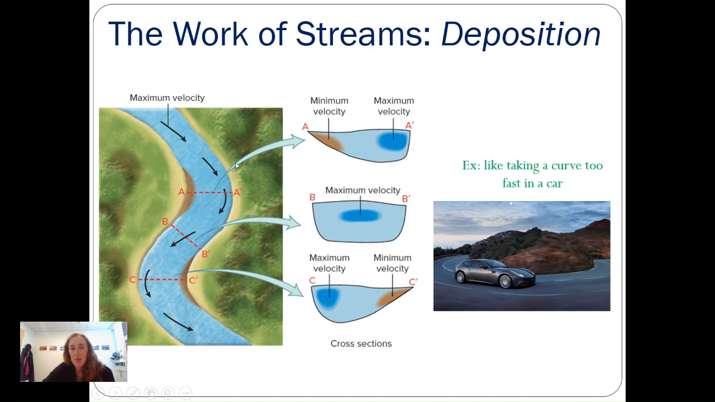If you're having a hard time figuring out why the fastest speed is around the bend, you can imagine yourself being in a car and you take the curve too fast, like this one here, and your body shoots off to the side. Water does the same thing if it's going around a bend. It's like a car taking a curve too fast. So the maximum velocity, or the fastest speed, of water is usually on the outside of a bend.